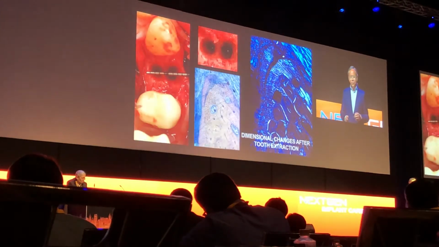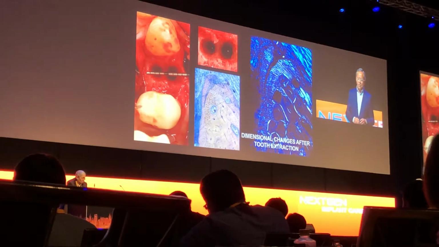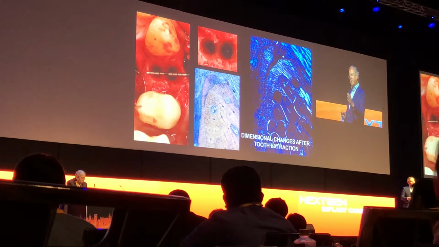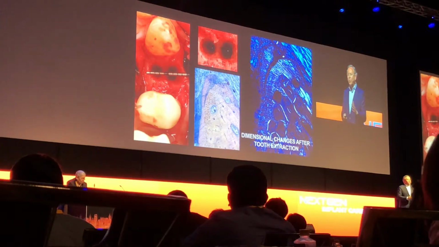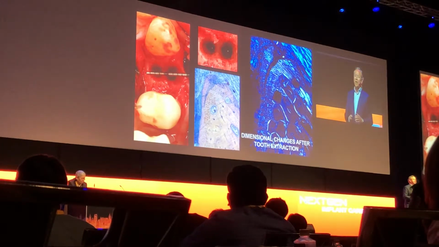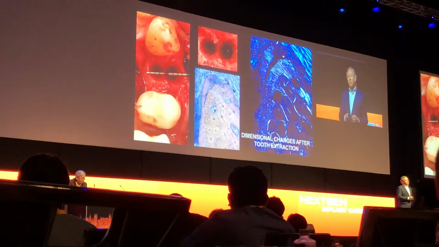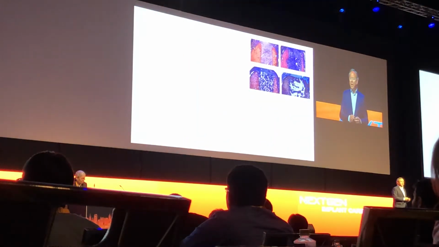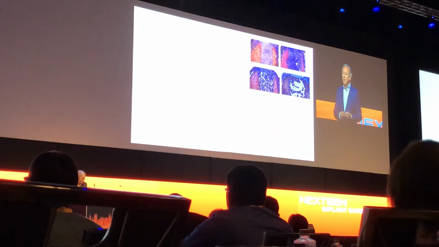socket. So you see here on the screen the bundle bone that is facing not only the tooth, but is also at the tip of the crest. And therefore, depending on the amount of this bone, you will have more or less vertical or horizontal dimensional changes.